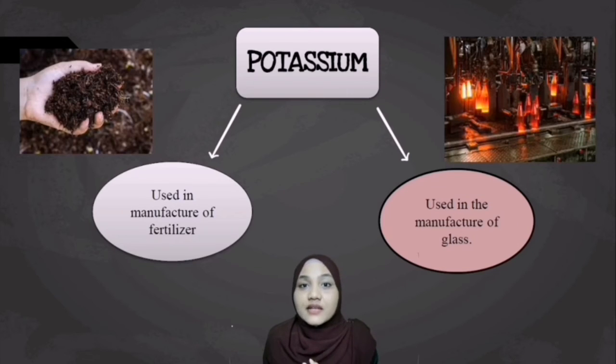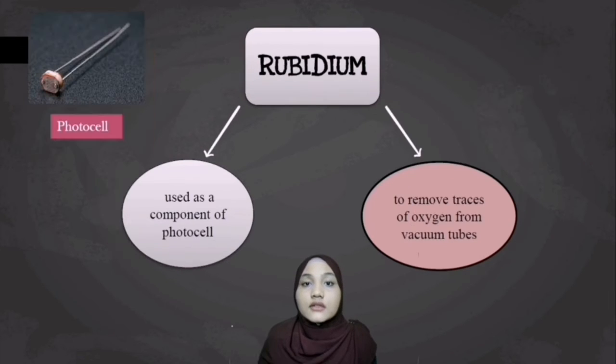Next element is potassium. Potassium is used in the manufacture of fertilizer and the manufacture of glasses. Next element is rubidium. Rubidium is used as a component of photocells. Rubidium is also used to remove traces of oxygen from vacuum tubes.